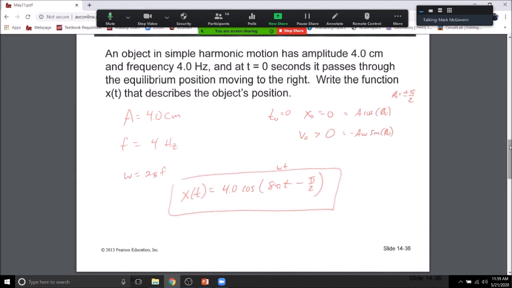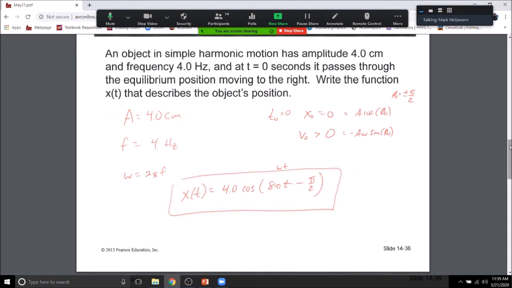If we put in sine of negative pi over 2, that's going to give us a negative 1, which combines with the negative in the front to give us a positive value. And so that would be the correct one to use, negative pi over 2. Another way to know that we chose the right phase shift is this.